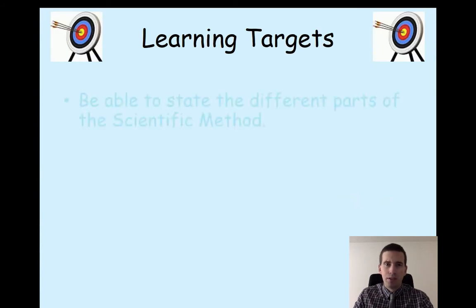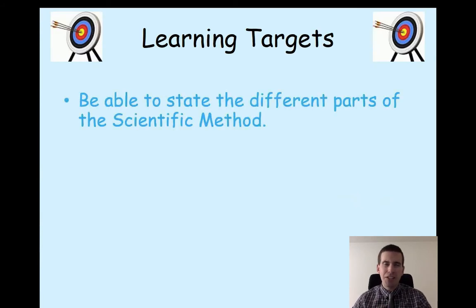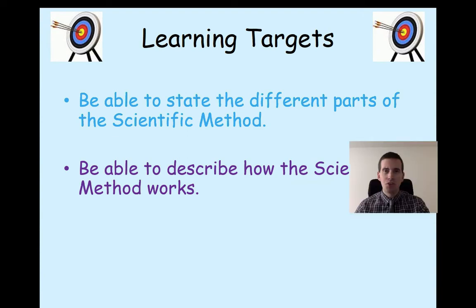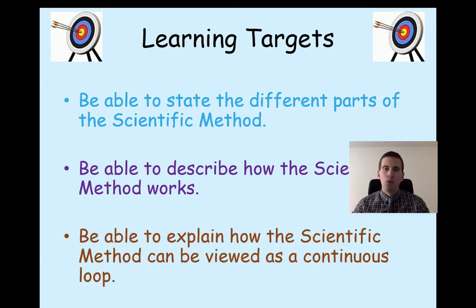So, hopefully, you'll be able to state the different parts of the scientific method, be able to describe how it works, how it proceeds, what are the different parts. And hopefully you can explain why science is a continuous phenomenon, how it never really ends.